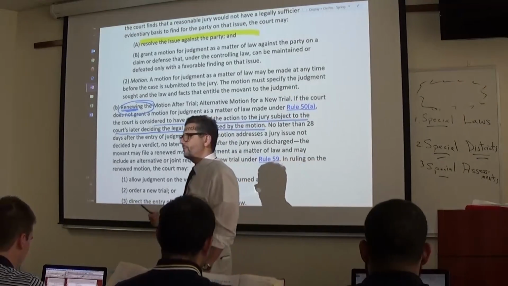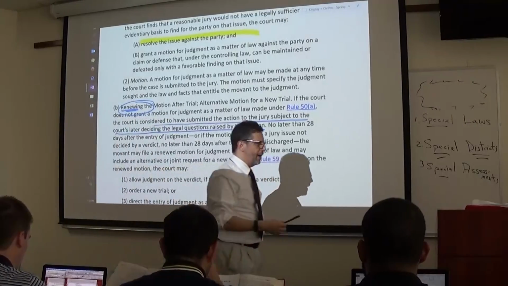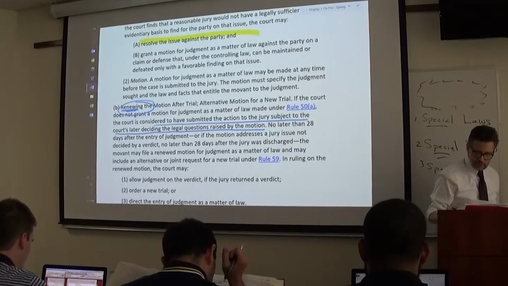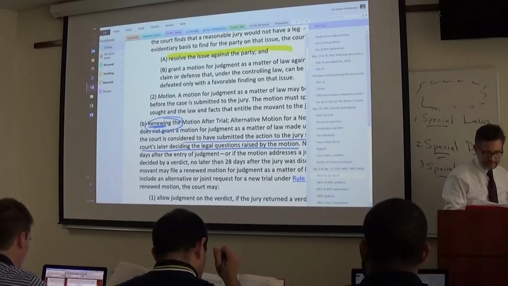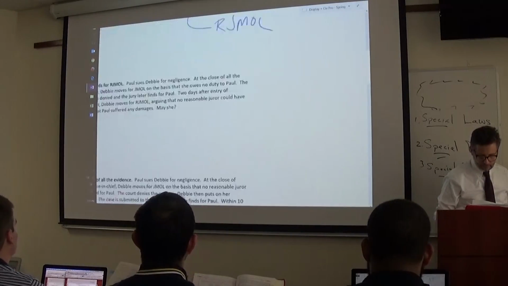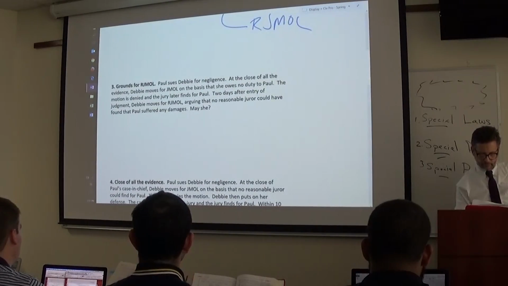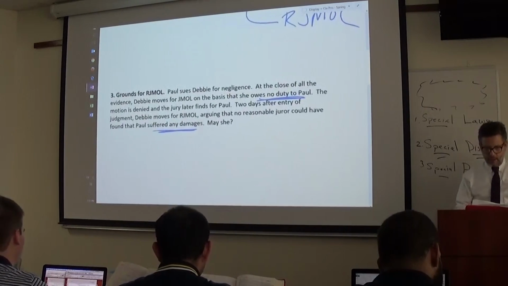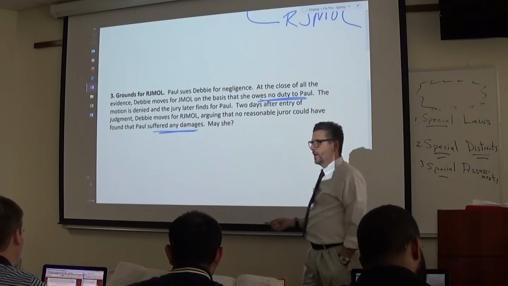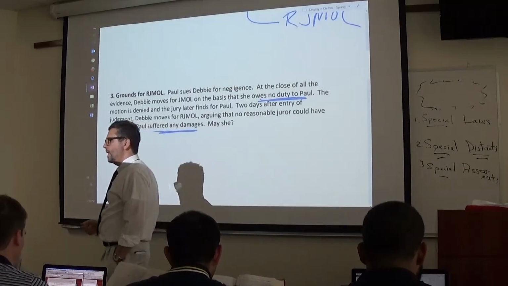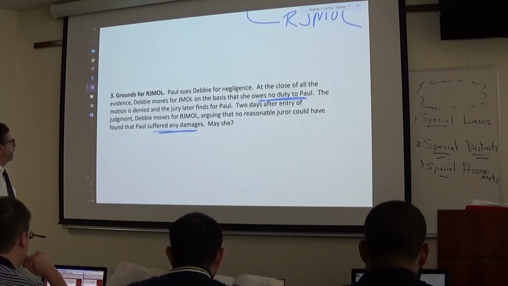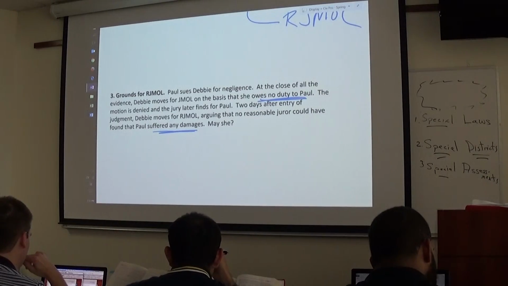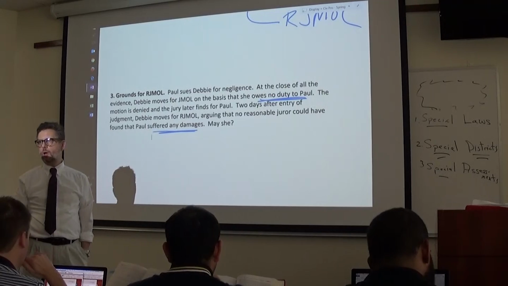So here's a question for the class. Suppose during trial, this is one of my hypos in the problem set. Question 3, Paul sues Debbie for negligence. During the trial, Debbie moves for JMOL on the basis she owes no duty to Paul. The court denies the motion. It goes to a jury. The jury finds for Paul.